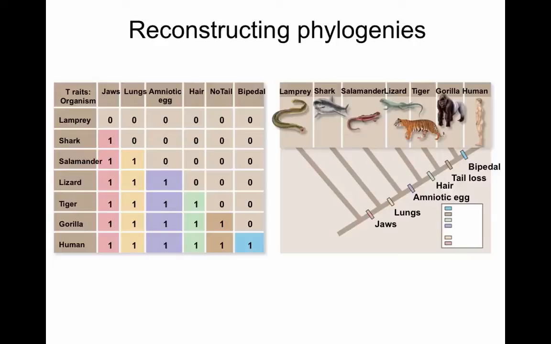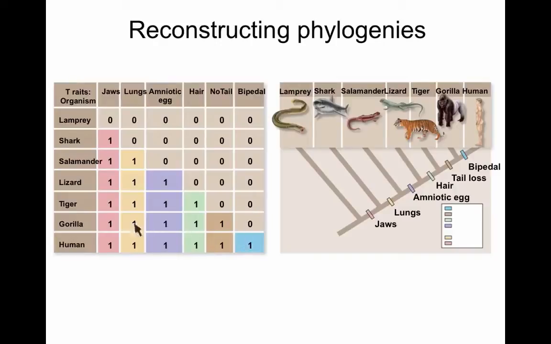How do we build these phylogenies? What we use is the common traits. So we look at which traits are common to each of these groups, and based on that we decide to group them together. So for example, here we have a table showing us the possible traits: jaws, lungs, amniotic egg, hair, tail, or being bipedal, and whether the organism has it or not. If they have it, they will have a 1. If they don't, a 0.